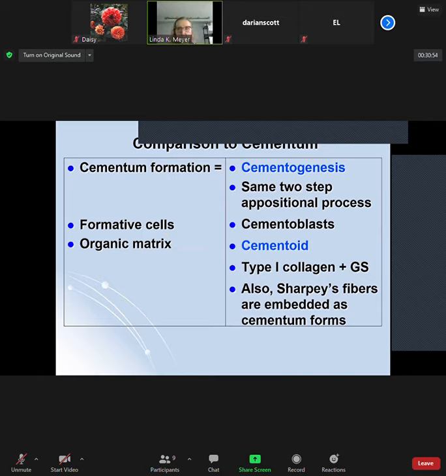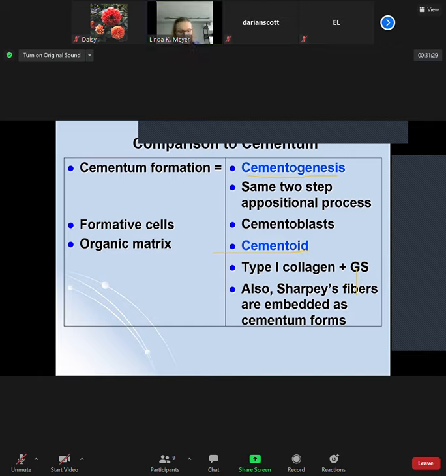Okay, so all you have to do is, it's the same process in cementum, you just plug in different words. It's cementogenesis, the process. The cementoblasts first produce the cementoid, and then they add the hydroxyapatite crystals, which I'm sorry is missing from this slide. And the mineralized component is just the same, the hydroxyapatite crystals.